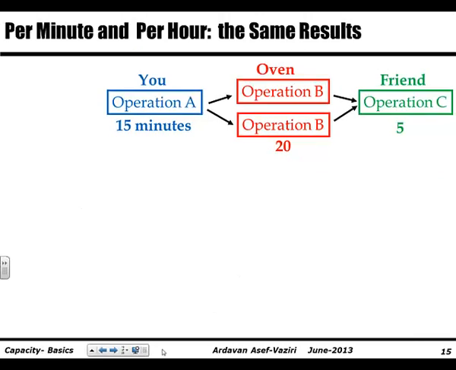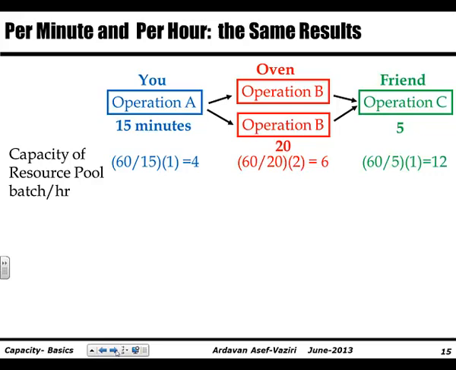We can reach the same results by playing with the hourly capacity. First operation is 15 minutes. 1 hour is 60 minutes effective. 60 divided by 15 is 4. I do have 1 resource unit. Capacity at the first operation is 4 per hour.